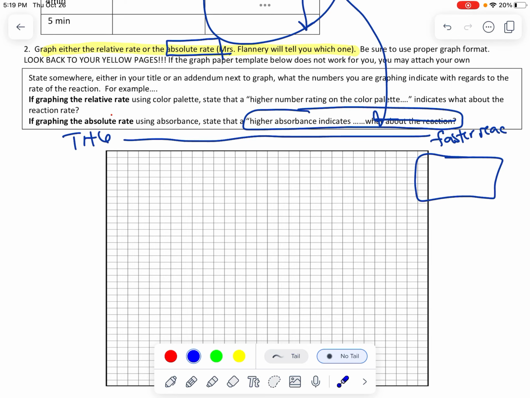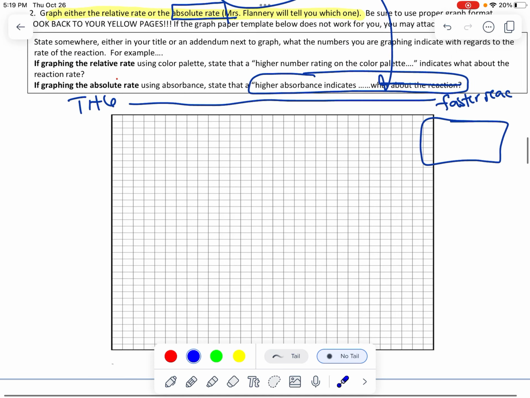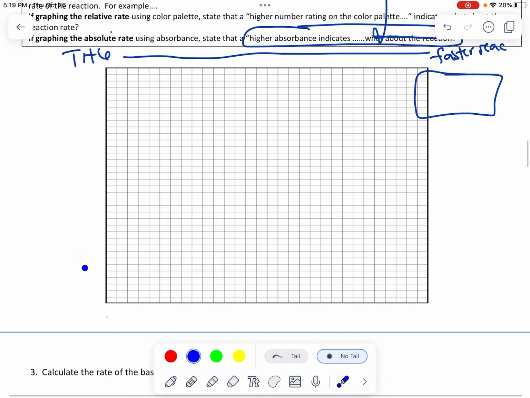Maybe put a little addendum here. So just so we're clear what's in the graph, we're measuring the absorbance over time, but the absorbance is really telling us the rate of the reaction. Make a note there, or put it in your title so that that's clear. Again, don't forget things like units for time. There's no unit for absorbance.